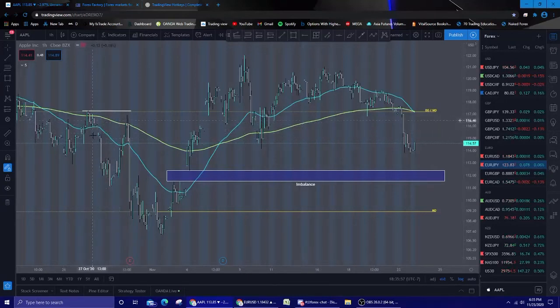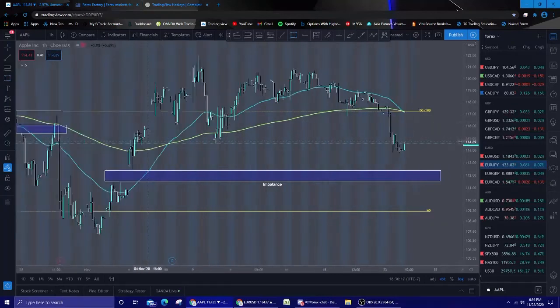With this gap in price right here, we had a breakdown to the downside. We filled this gap right here, which I can mark out like this. So we had that gap in price right here to where price recovered back into it.